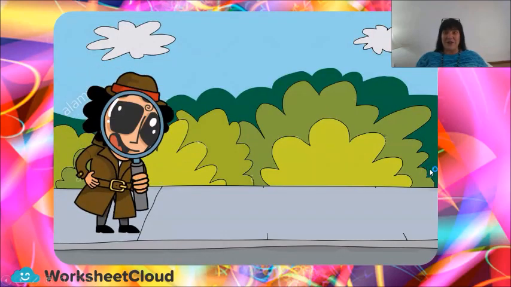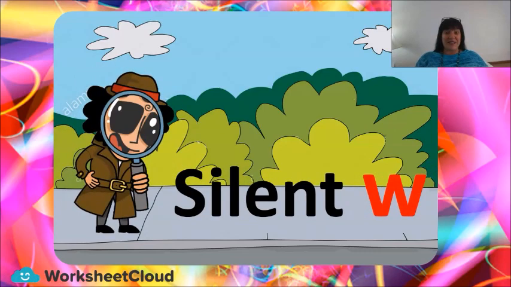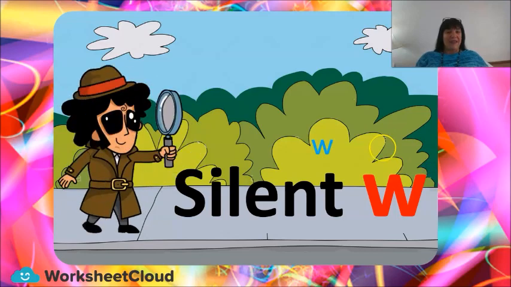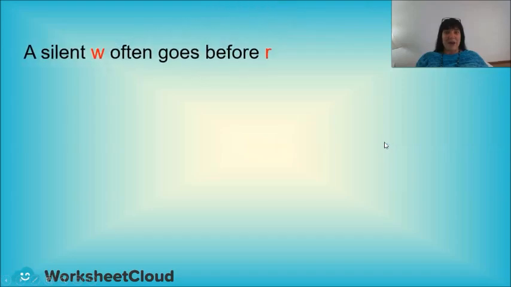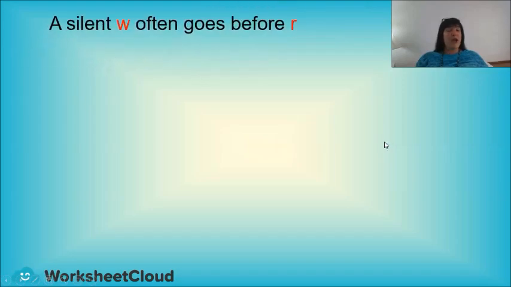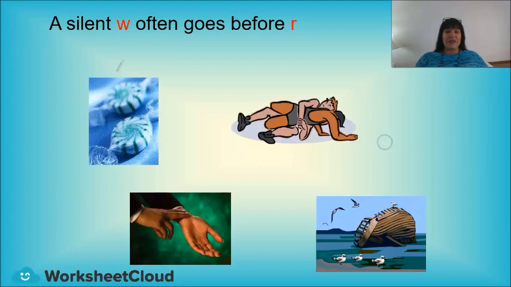Let's be on the lookout for another silent letter. Ooh, we're going to be doing the silent W, and there it is over there. And the silent W often goes before a R. Before means in front of. Let's have a look at a few words and the pictures. The first one is a wrapper. You sometimes buy sweets and they all have wrappers on them.